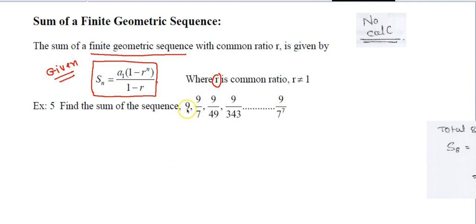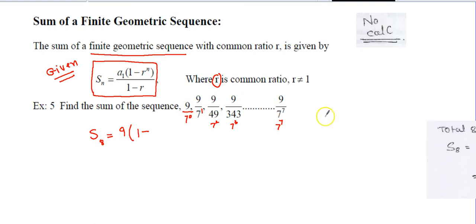First term a1 is 9. The sum of n terms, where n represents the number of terms. So how many terms are there? You can say that this is 7 to the 0, 7 to the 1, 7 to the second, 7 to the third, up to 7 to the 7. So if you start from 0 to 7, there are 8 terms. So the sum of 8 terms, a1 is 9.